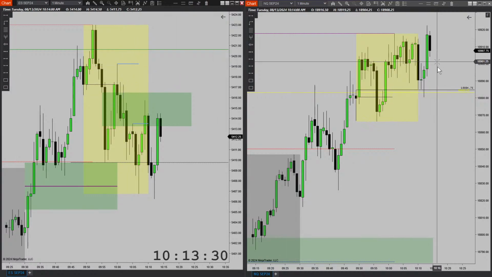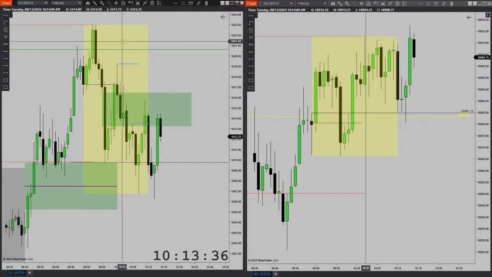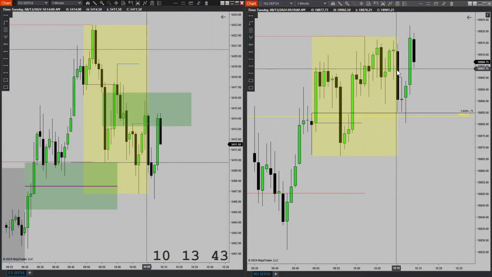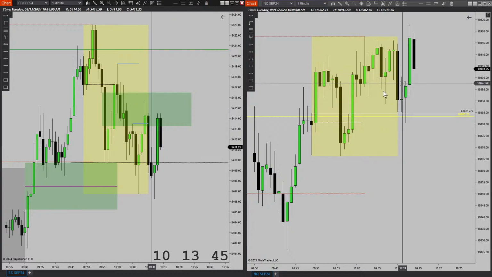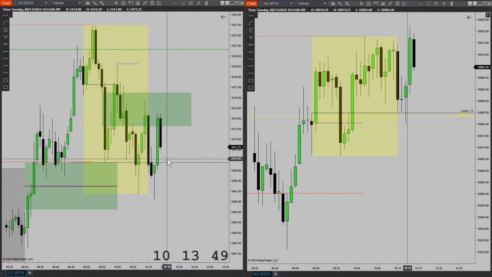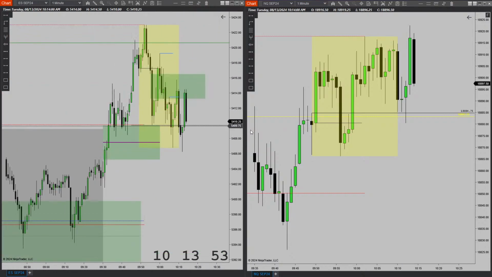We have plenty of, what's the word? We have plenty of SMT between this high and this high, this high and this high here. So I might look to enter. Actually, no. The macro is over. Yep, macro is definitely over.